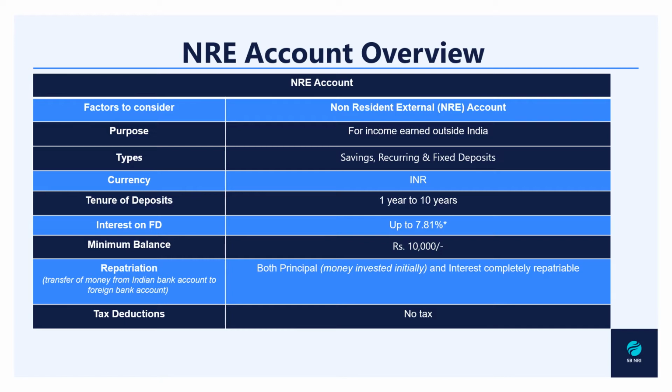On the FD that you put, you can get up to 7.81% of interest. The interest rate on the FDs basically updates every month. So if you want the updated list, you can visit our blog. The minimum balance required to be maintained in an NRE account is rupees 10,000.